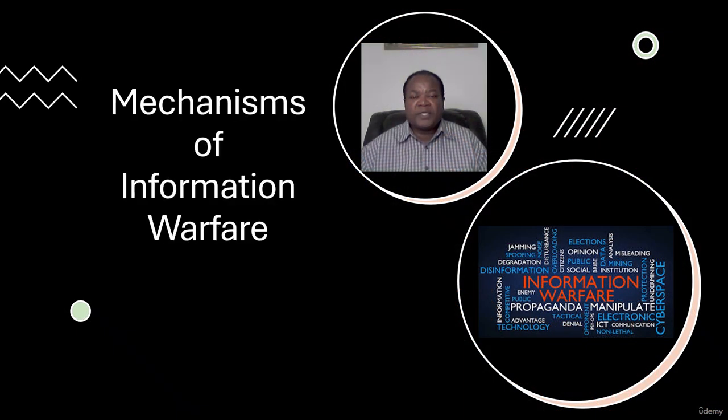Mechanisms of information warfare. Information warfare uses strategic dissemination of content to manipulate emotions and perceptions. It relies on algorithmic amplification and specific tactics deployed by bad actors to influence public opinion and behavior.